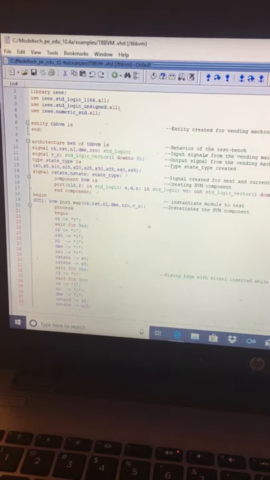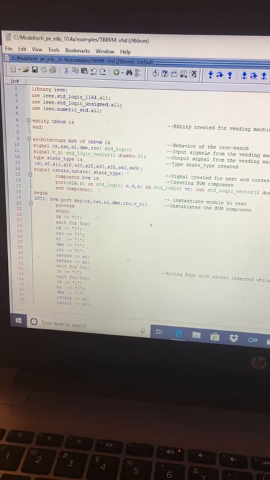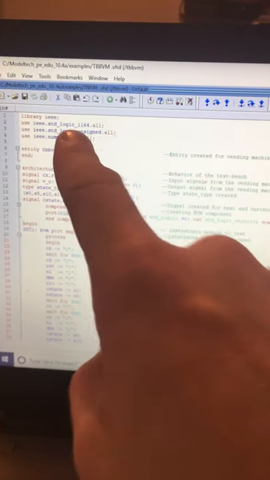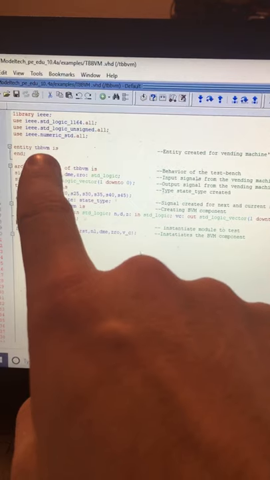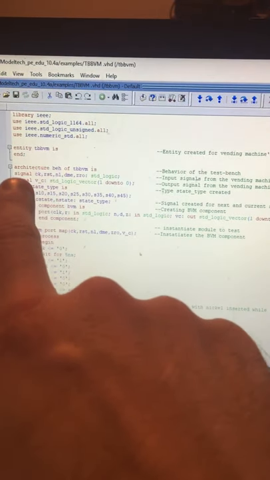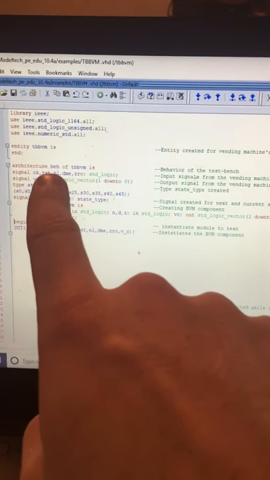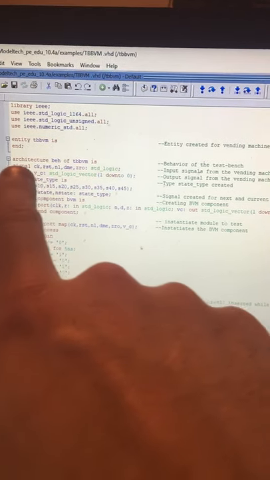This is the test bench for the basic vending machine. I've created an entity, TBBVM, which is the test bench for the basic vending machine. Here is the architecture, which is the behavior of the test bench.